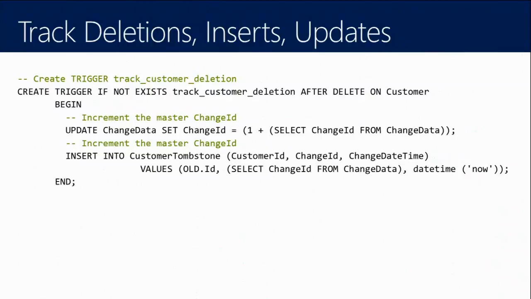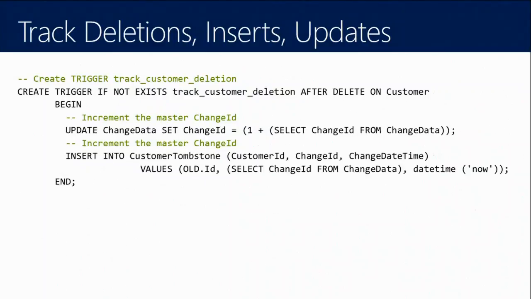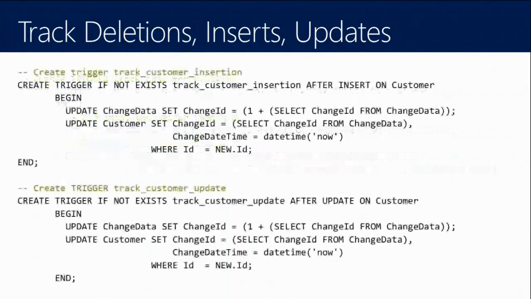And all we're doing is we update the change ID value stored in that change data metadata table. And then we insert into the customer tombstone table a row which stores in it the ID of the deleted customer. And this is happening after the actual delete. So it's gone from the customer table, and we've put an entry into the tombstone table. So we're keeping a record of any deleted ones.